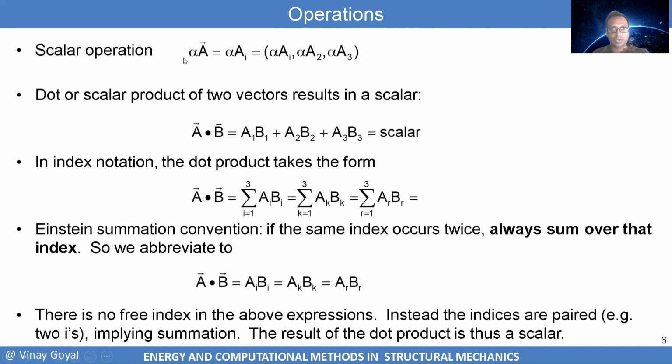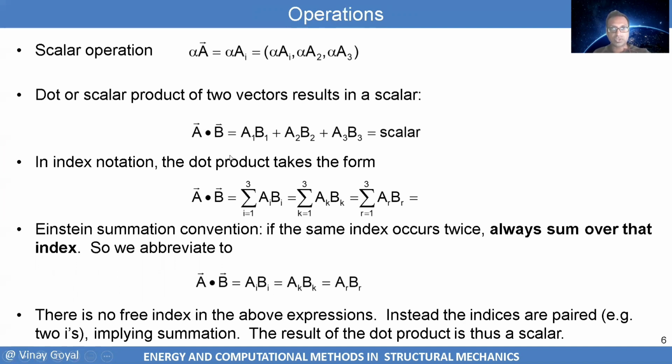A scalar operation alpha times vector a is alpha a_i. So alpha distributes to each of the components of this vector a. The dot product or scalar product of two vectors results in a scalar. Vector a dotted with vector b is equal to a1 b1 plus a2 b2 plus a3 b3. So the components of a multiply the components of b correspondingly, and then you get a scalar quantity.